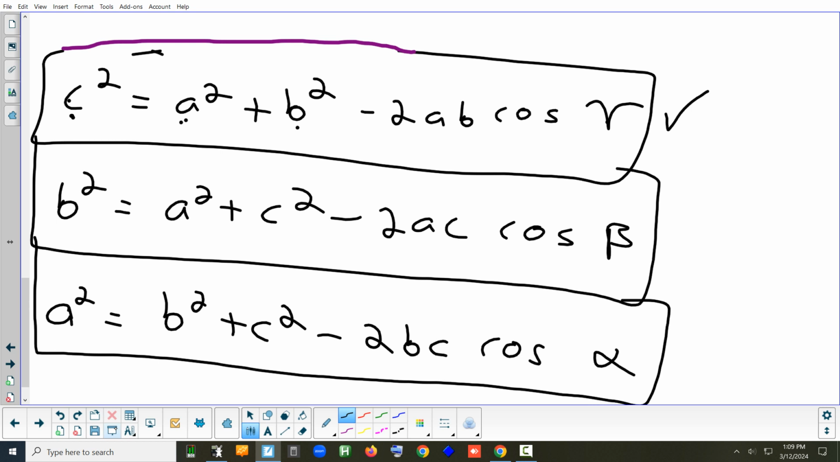Because you can write the law of cosines with any letters you want. If you want to use i, j, k, you could do i squared equals j squared plus k squared minus 2 times j times k. It's not what you call the letters, it's the pattern. But a, b, and c are pretty common. That's it. That's the law of cosines.